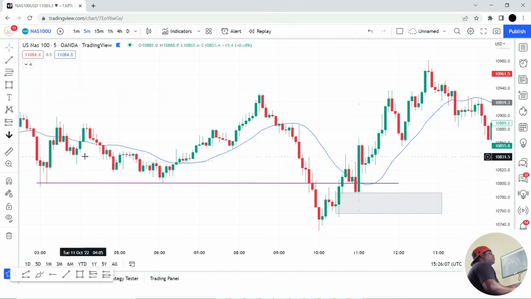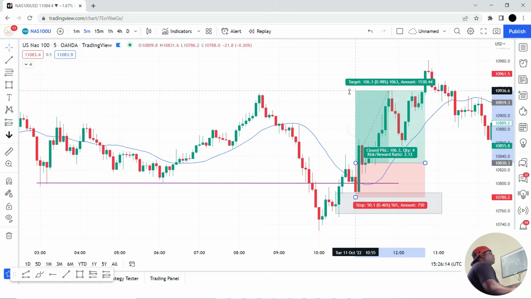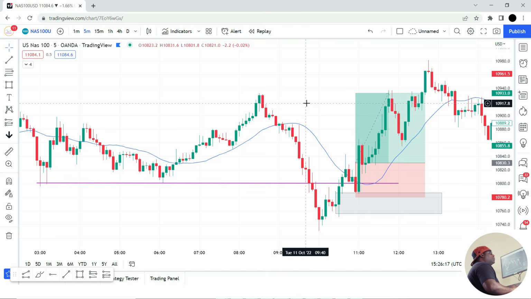When I saw buying coming in, I got in right there, and my target was this high right here, and I got out, and I was done for the day. All right, so let me show you guys the live example right now.